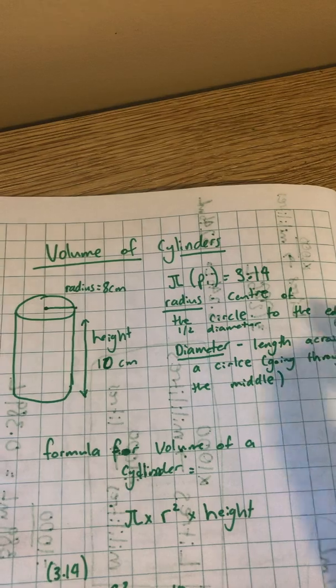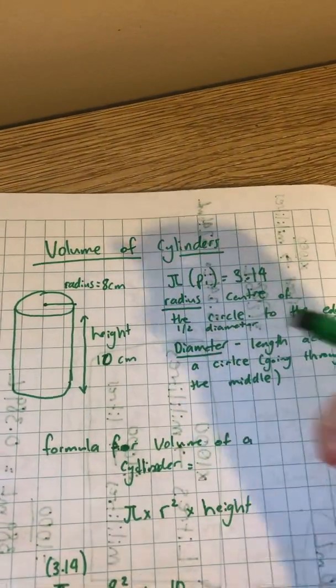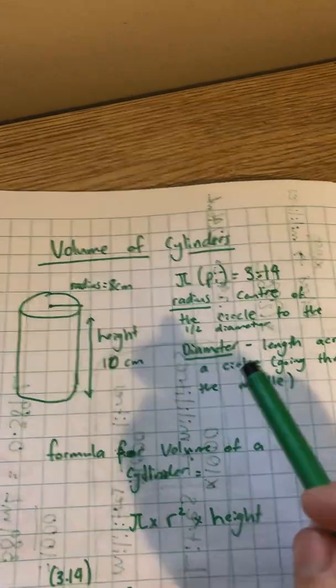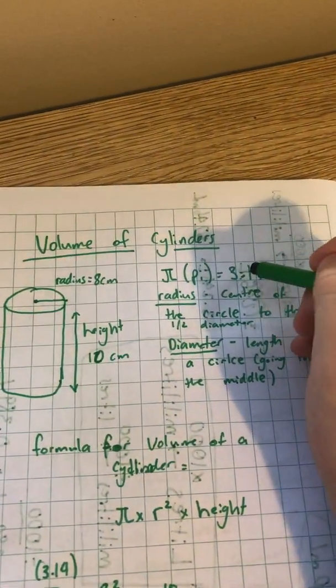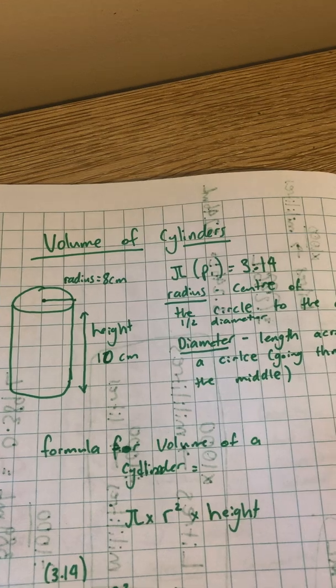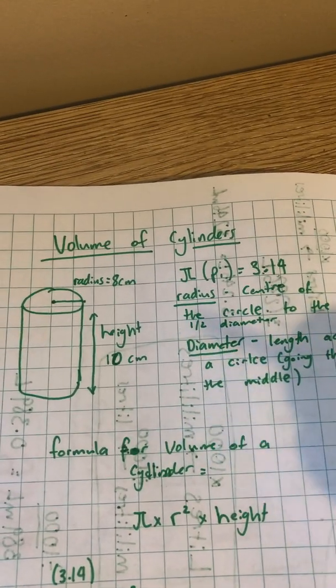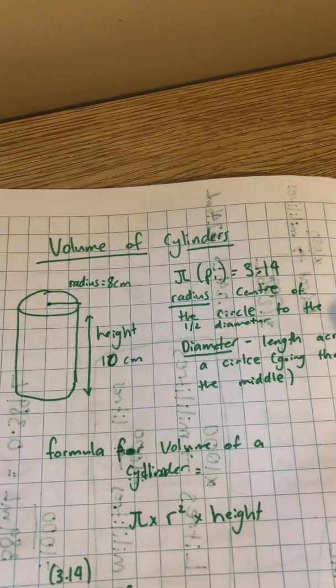The other word we're going to have to look at is pi. Now, pi is a special number that some fancy mathematician has come up with. All you need to know for now is that pi is worth 3.14. That is all you need to remember. So how do we use these measurements to find out the volume, how much space a cylinder takes up?